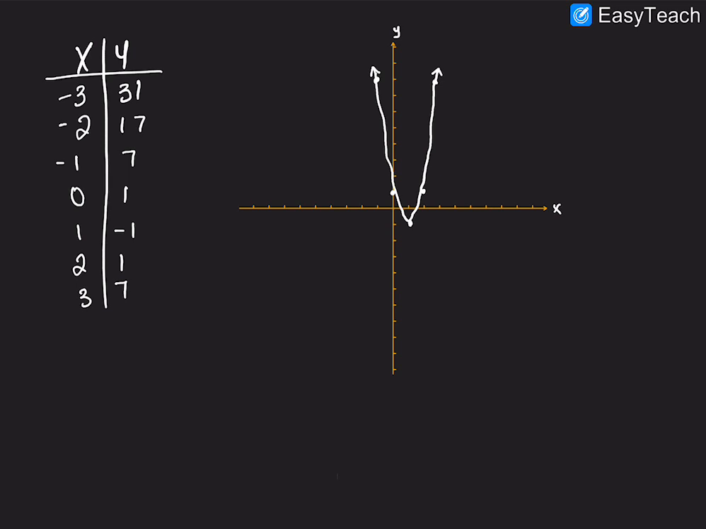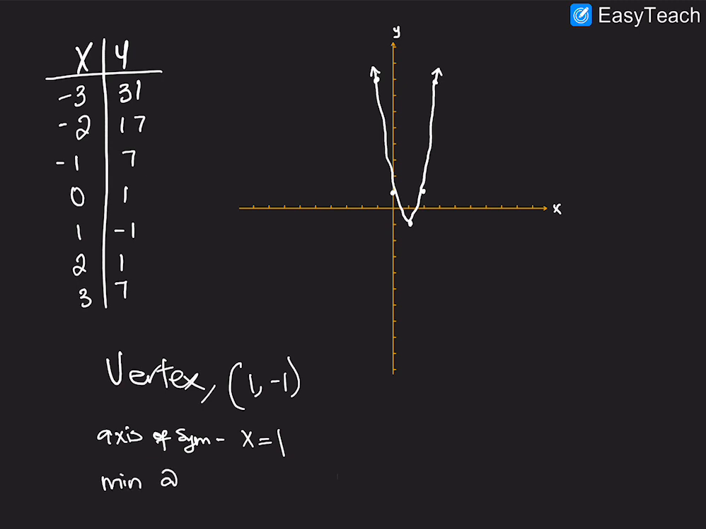I don't really want to go over it too in depth in this video, but if you were asked to find the vertex, again, the vertex is the pick point, and our pick point here is, I'm just going to put vertex, and you always go in the form x, y, which is 1, -1. Our axis of symmetry would be x equals 1, because that's where the graph folds. Our minimum or maximum value, this is a minimum value at y equals -1.